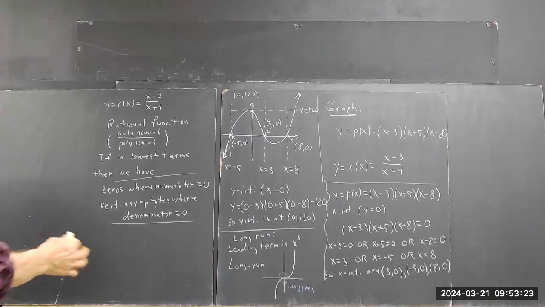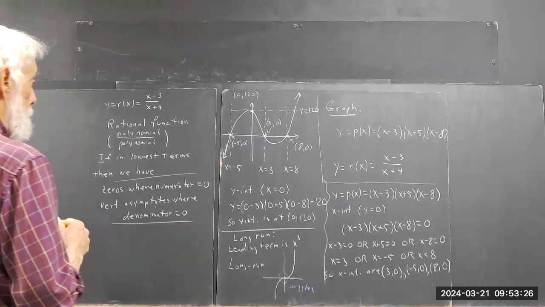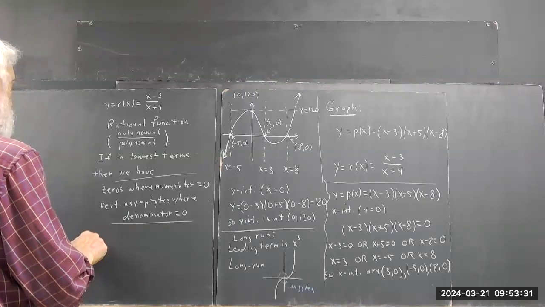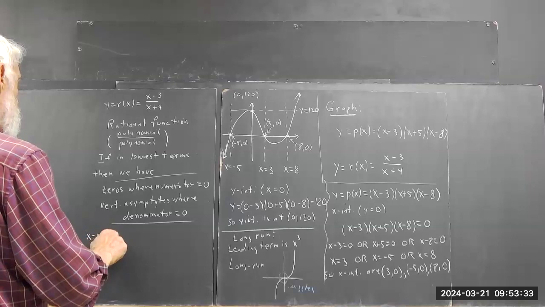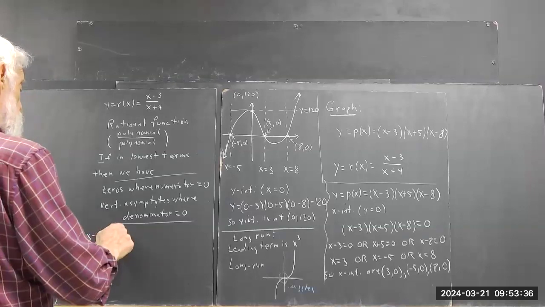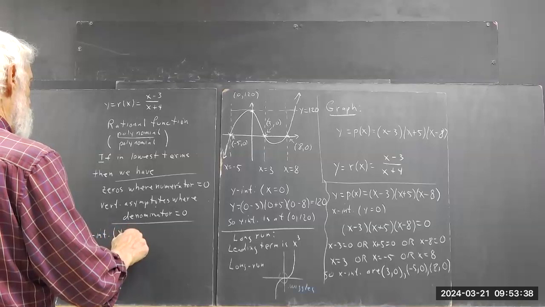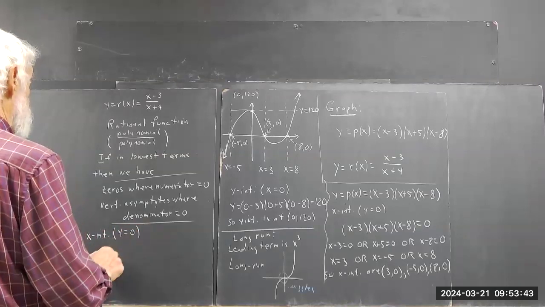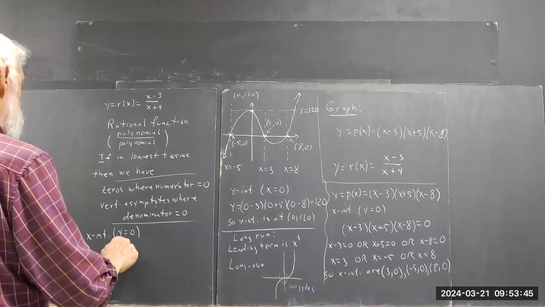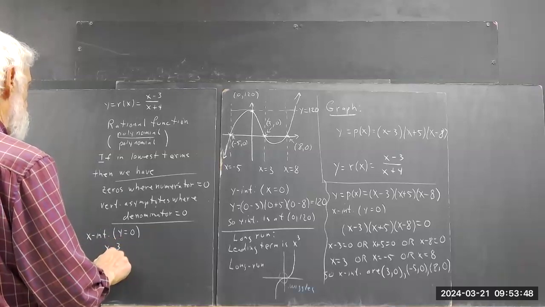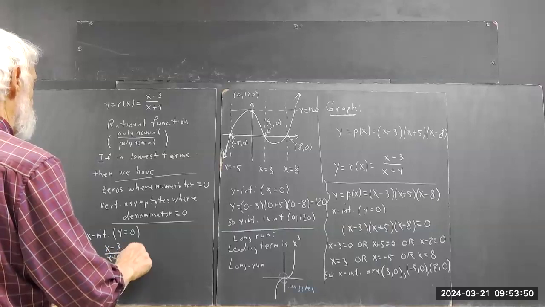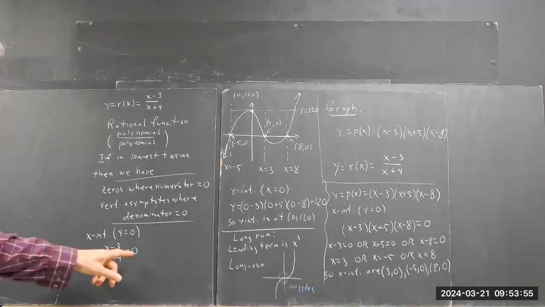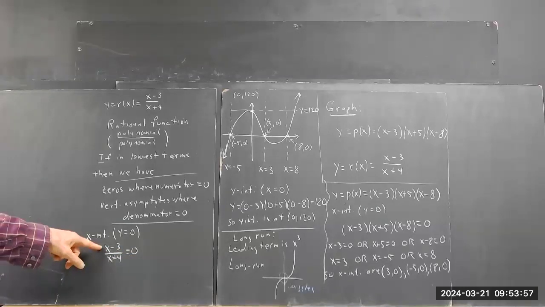So first thing we look at is the x-intercept. That occurs for y equals 0. So we have x minus 3 over x plus 4 equals 0. Now, the only way this could be 0 is for the numerator to be 0.